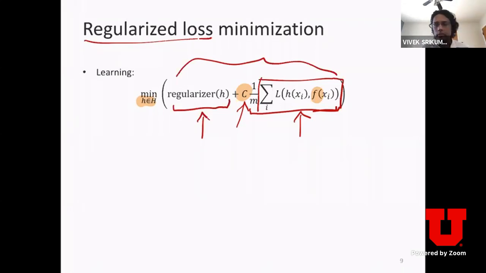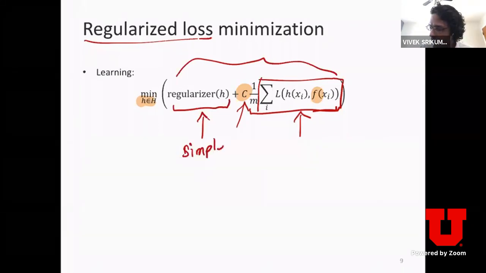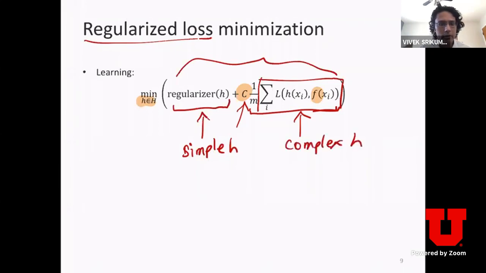So really, we have these two things. The regularizer prefers simplicity, and the second term, the empirical loss, allows complex hypotheses. And what this minimization is saying is, I want only as much complexity as is needed and not more. And even if the true function is really, really complex, if I can find a simple classifier that is nearly as good, I would rather prefer that.